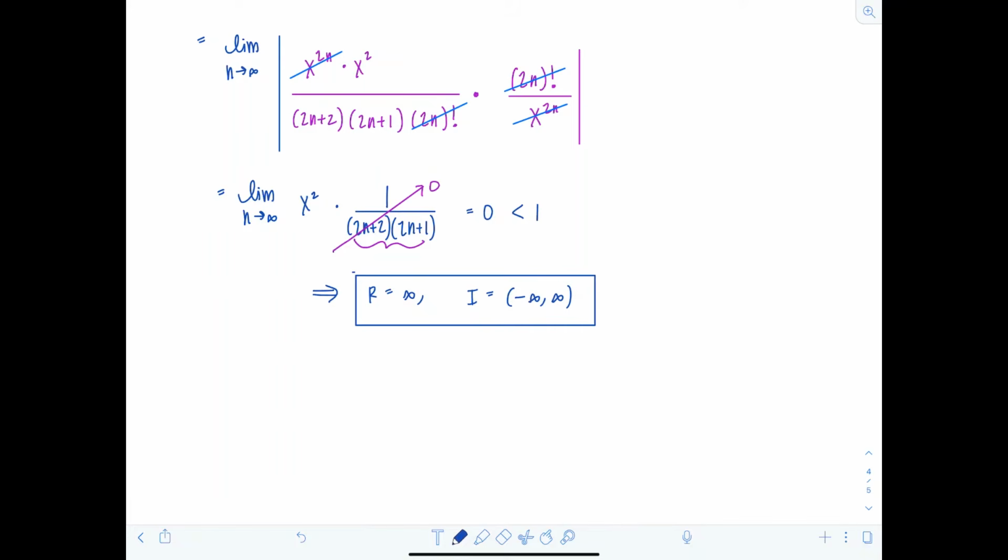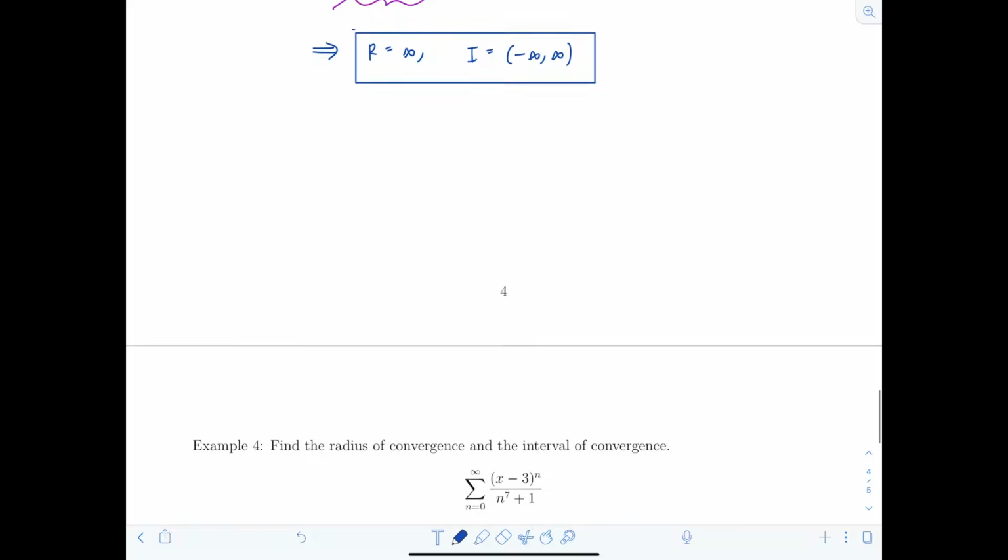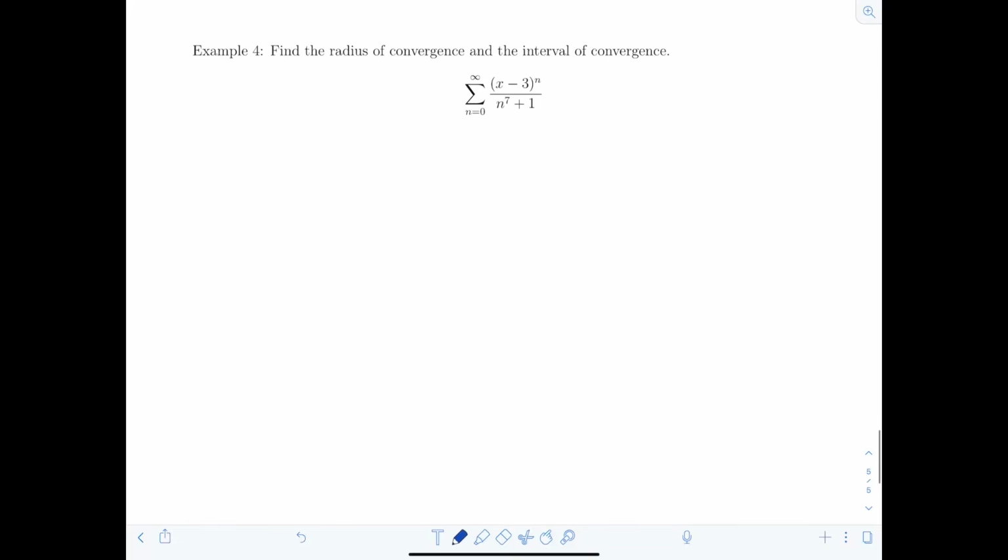Let's look at an infinite series where it's not centered at 0, right? We gotta take things to the next level. So find the radius of convergence and the interval of convergence. We have the sum n equals 0 to infinity of x minus 3 to the n over n to the 7th plus 1. So let's go ahead and use the ratio test this time again.